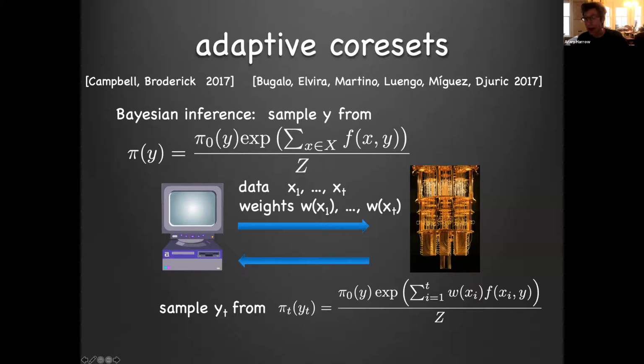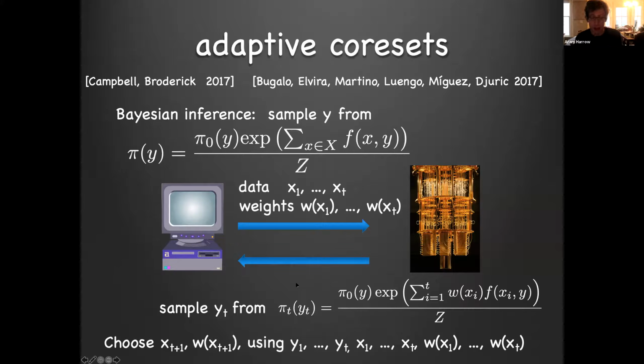Yes, exactly. So pi 0, you can view pi 0 either as the prior, or as what you get when there's no data, right? Sort of, it's consistent with this pi sub t. And then the quantum computer draws a sample y sub t and sends it back, and then the classical computer has access to the coreset so far with the weights, as well as all of the y1 through yt's. And it can use that to update its coreset, to choose the next points to add based on the y1 through yt that it's seen so far.